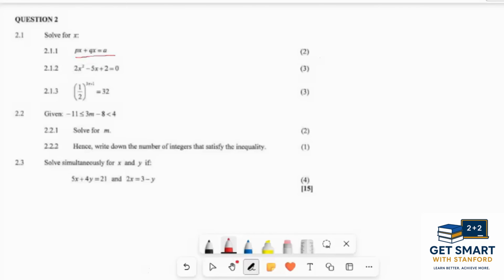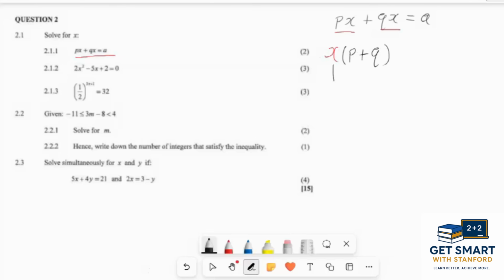I will rewrite this equation on the right hand side for us to deal with. It's px plus qx equals a, and here we are required to solve for x. So solving for x means we need to separate x alone from all other things. If you look in this first term, we've got x. In the second term, we've got x. So that means we've got something which is common, and that common factor is x. So we take out the common factor x, and what is left in the brackets is p plus q.